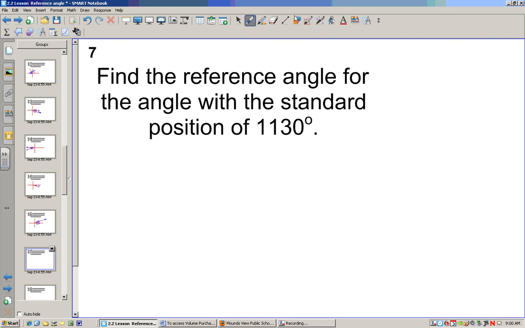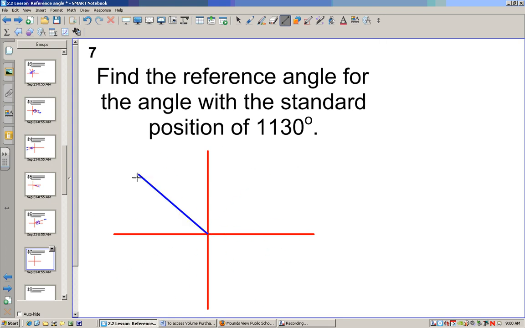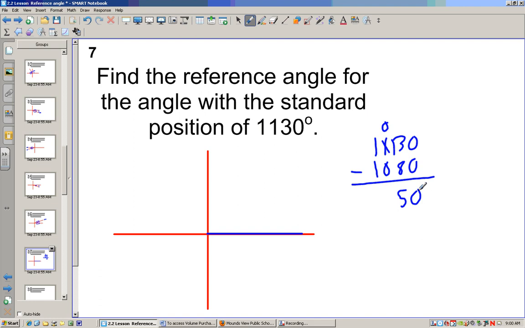All right, how about 1130? So if I start this out, if I go around once, that's 360. Go around again, that's 720. Go around again, that's 1080. So we can take 1130 and 1080 and subtract them, and we'll have 50 degrees. So really, we're just going up 50 degrees. So that's my reference angle.